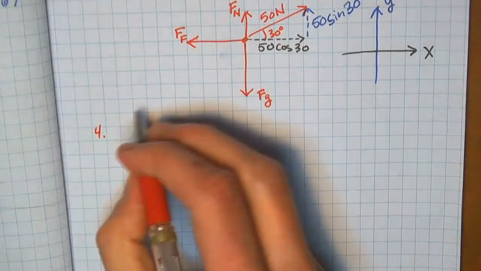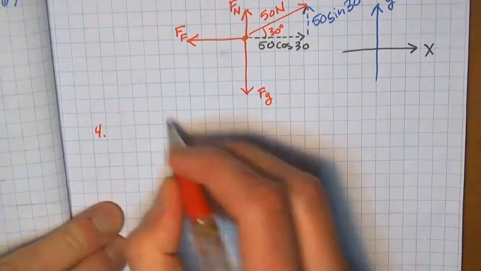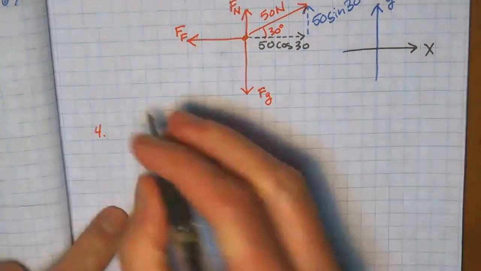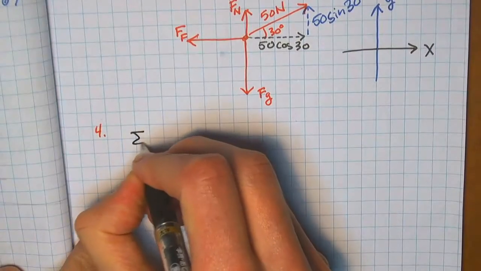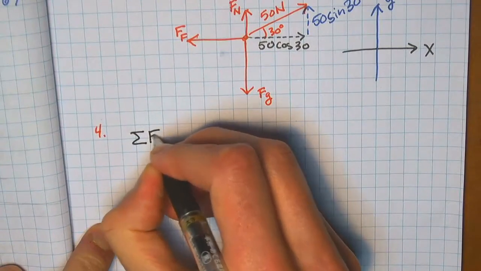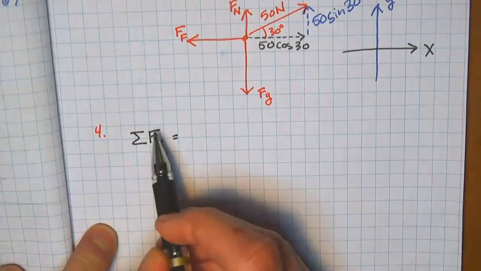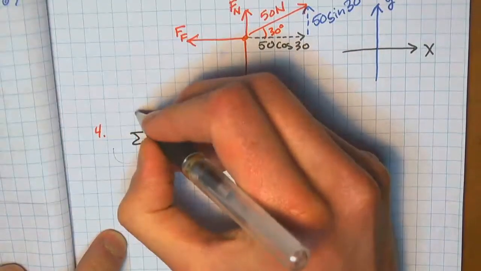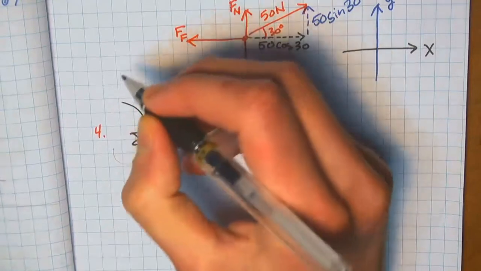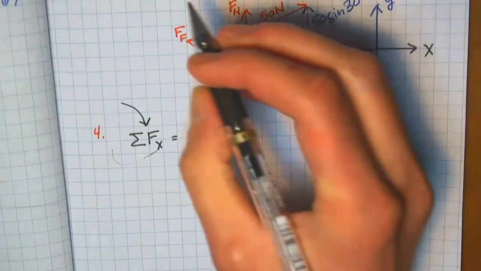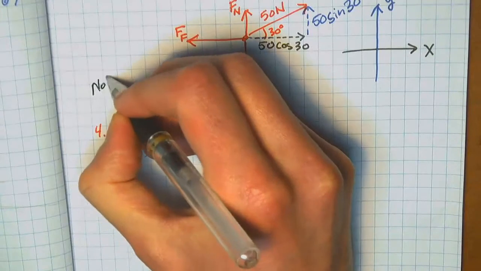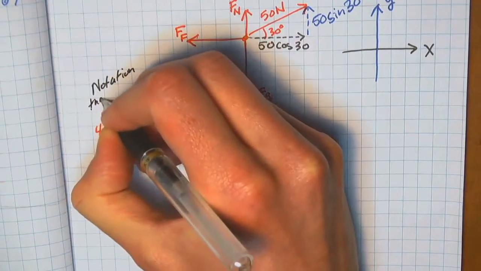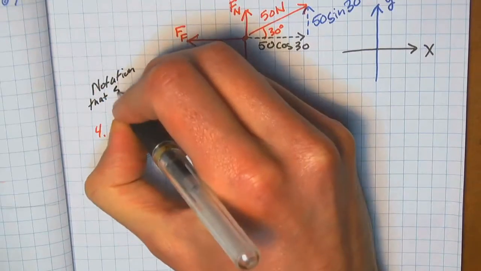So we start by putting this notation here. The notation looks like this: sum of all the forces in the x direction. This is just notation that sits in front and looks nice. That's just notation. That says what you were doing.